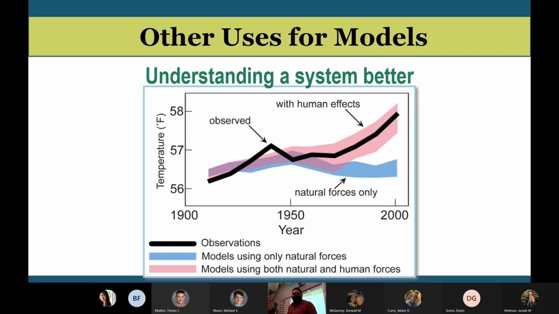So the idea here, this is another one, is we have two different models here. We have a pink and a blue model. Does the model match up with the observation? And we can make multiple different types of models. Does the model match the observation? Does the observation match the model?